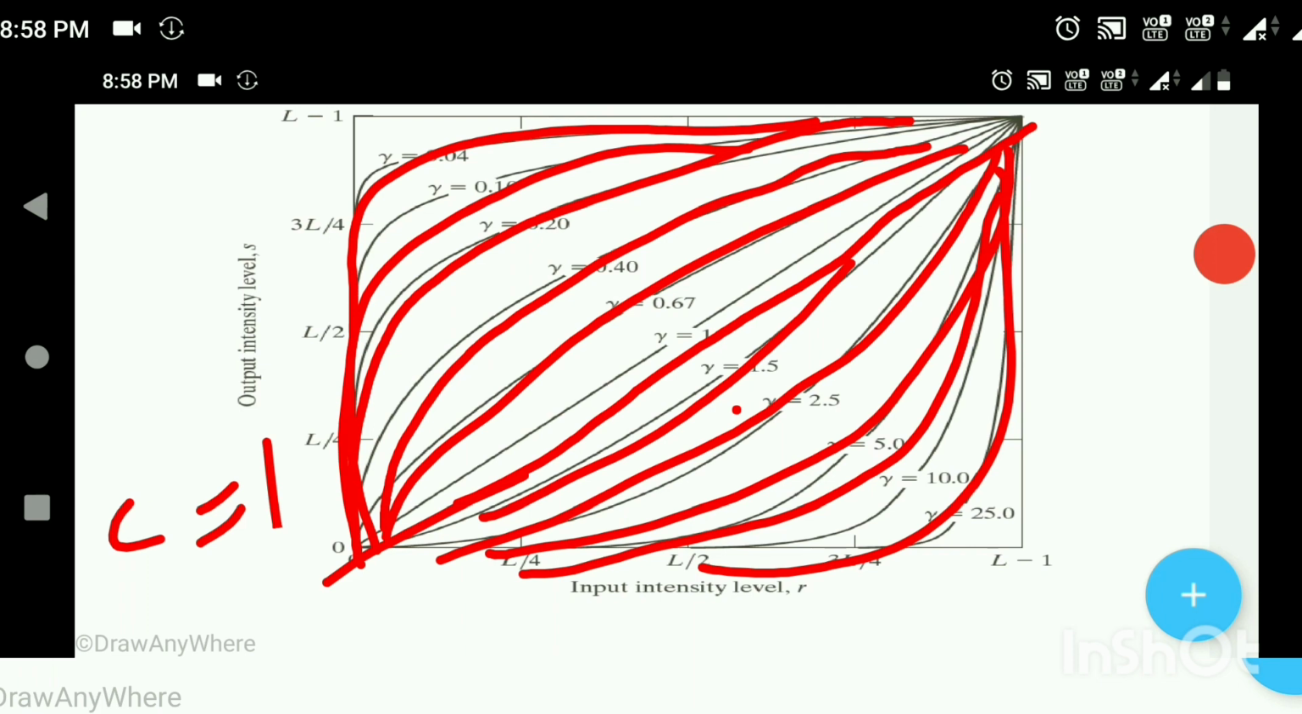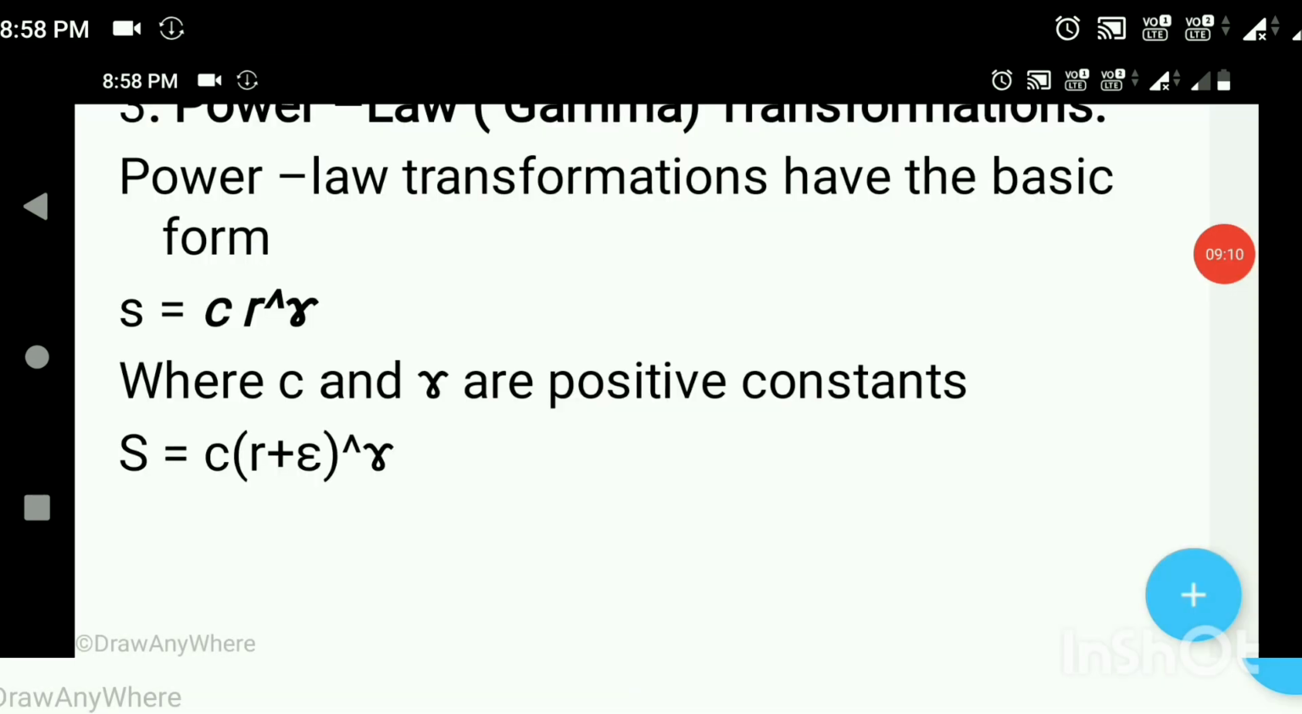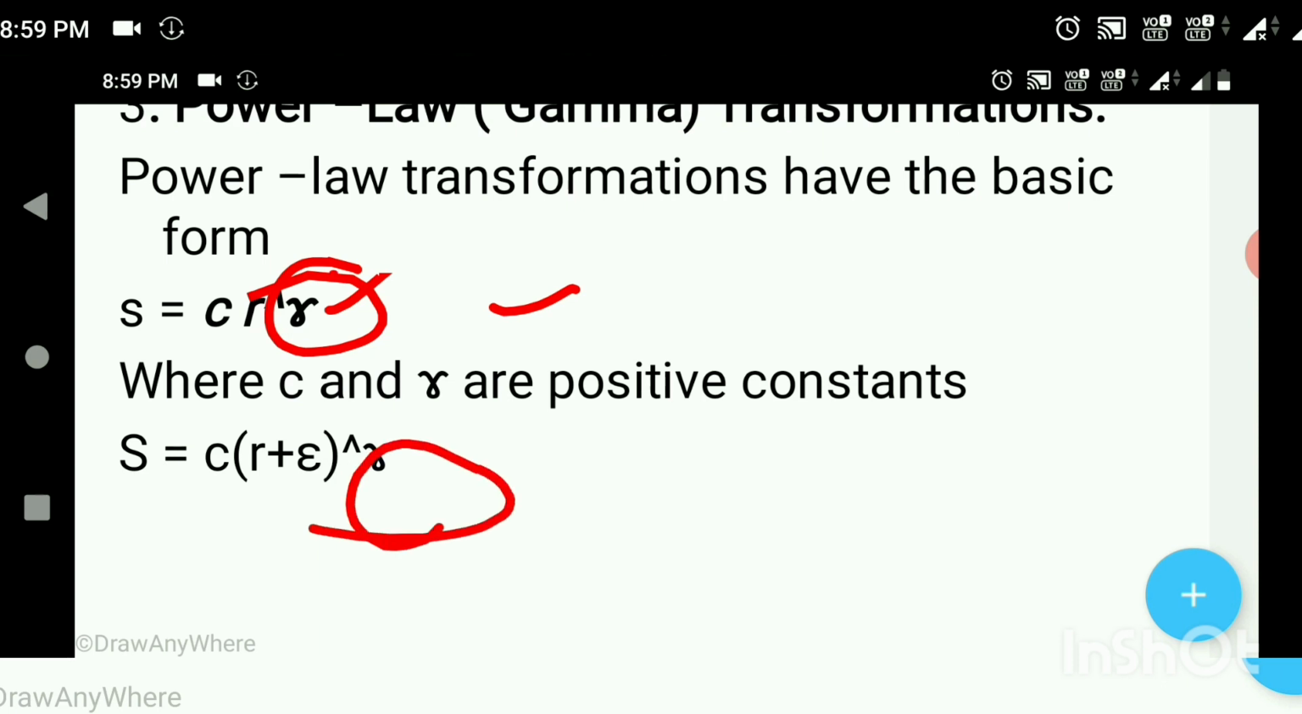Now the power in this function is conventionally called gamma, the exponent of the power law function. The process of correcting these power law responses is called gamma correction. For example, a cathode ray tube, a CRT device, has an intensity to voltage response that is a power function.